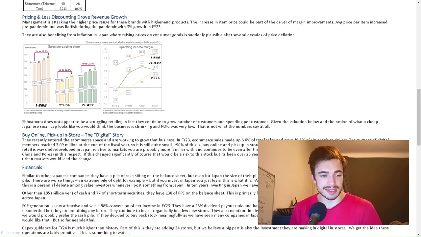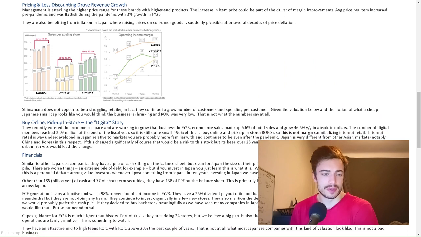Pricing and less discounting drove revenue growth. Management is attacking the higher price range for these brands with higher-end products. The increase in item price could be part of the driver of margin improvements. Average price per item increased pre-pandemic and was flattish during the pandemic with 3% growth in FY23. They are also benefiting from inflation in Japan, where raising prices on consumer goods is suddenly plausible after several decades of price deflation.